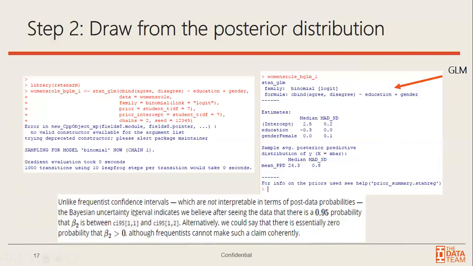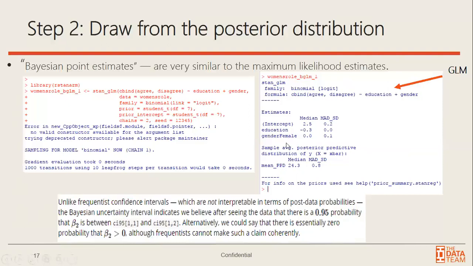Unlike the frequentist confidence intervals, which are not interpretable in terms of post-data probabilities, here we get 95% probability of beta being within an interval. Unfortunately we can't read what is here, so just bear with me. Alternatively, we could say that in this test we are trying to check whether the betas are 0, and we find that beta 2 is not 0. Beta 2 has a value, and therefore 95% probability has been given for that. So this is a generalized linear model. These estimates are quite similar to the maximum likelihood estimates, just for your info.